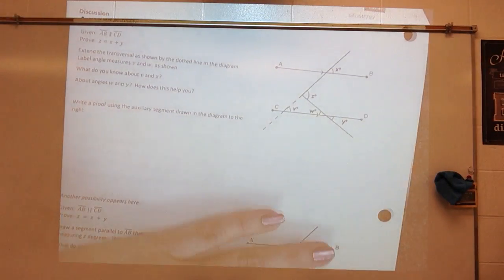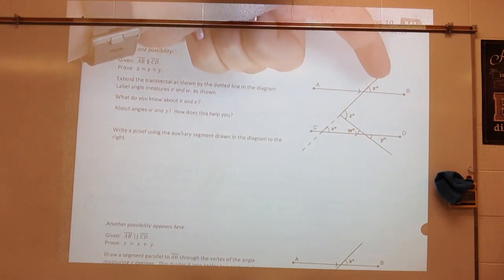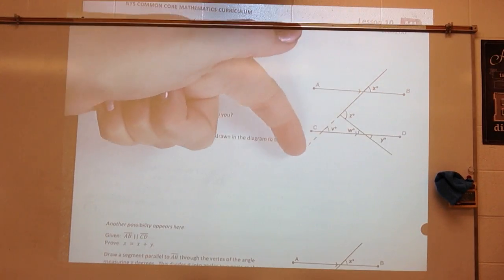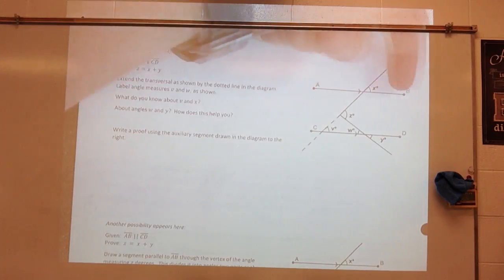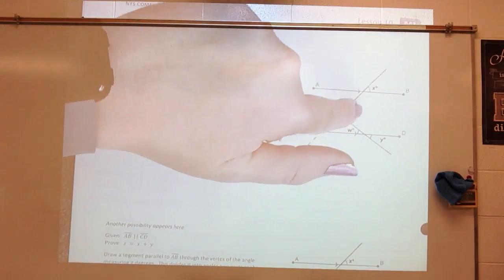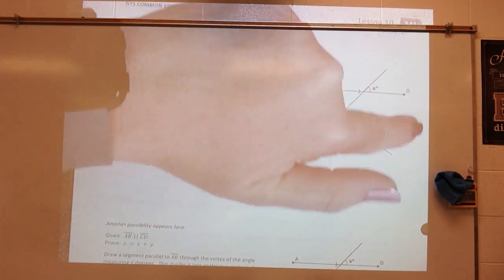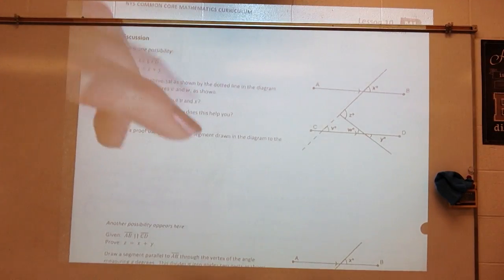So, let's look at the first possibility. The first possibility says that I can extend this line right here. They dotted it to show you where the extension is. So it says, once again, AB is parallel to segment CD, and I want to prove that Z is equal to X plus Y. So it says, extend the transversal as shown by the dotted line in the diagram. Label angle measures V and W as shown.